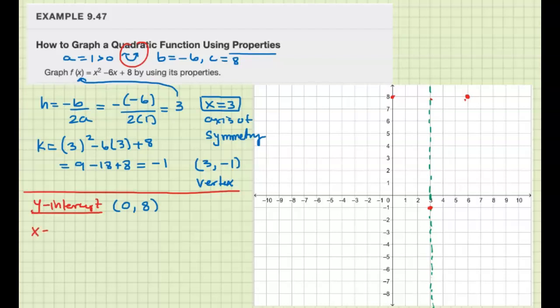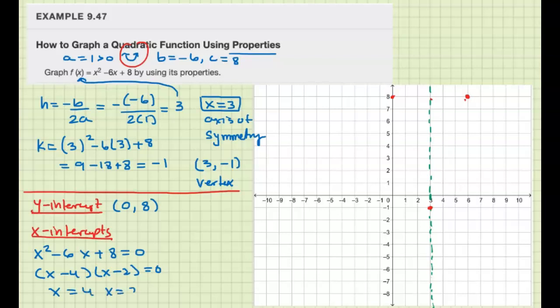Let's find the x-intercepts. All right, so we're going to set this equation equal to 0. x squared minus 6x plus 8 equal to 0. This is x minus 4 and x minus 2. So we get x is 4 and x is 2. Okay, so the x-intercepts are at 4, 0 and 2, 0. Okay, so here they are, 4, 0 and 2, 0. You can see that they're symmetric. They're both 1 unit away from the axis of symmetry.